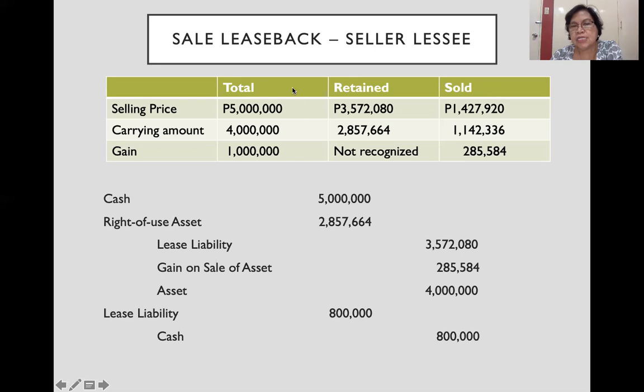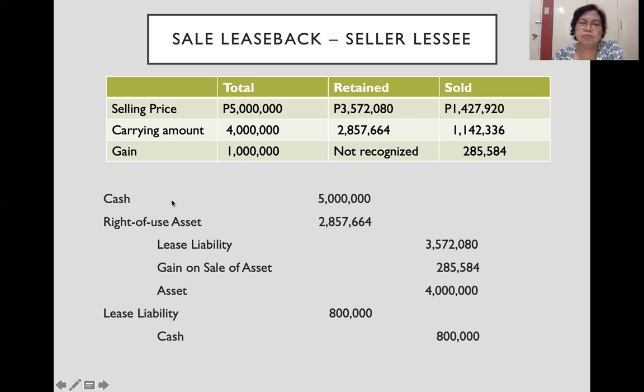So before the sale-leaseback, the asset is controlled by the seller-lessee. After the sale-leaseback, this portion of the asset is also retained by the seller-lessee. Therefore, for the portion retained, we will not be recognizing any gain or loss because in effect there is no transfer, but we will just be transferring its carrying value to another asset account, which is right of use asset.